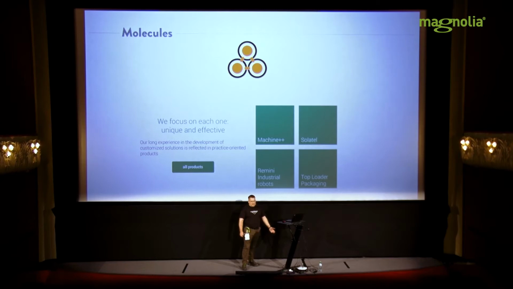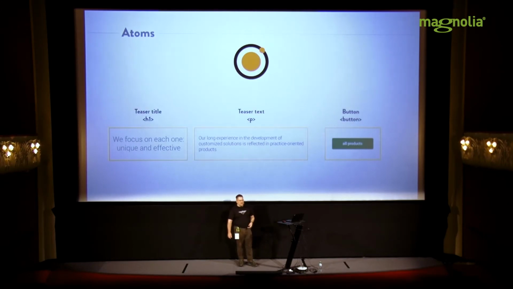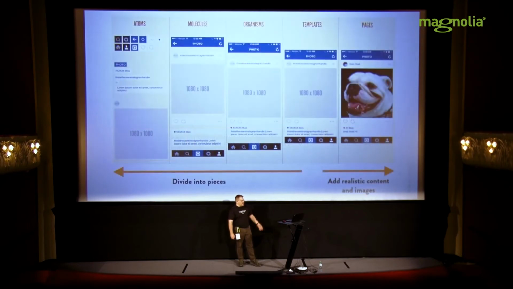For example, if you take this organism, we can see there are two molecules in it, and they can switch positions, then you get the other one. So we have a teaser molecule and we have a choices molecule. And you break it further down. We got atoms, like the titles, the text, the paragraphs, the buttons, and all those basic elements that this user interface consists of. So that's basically atomic design.